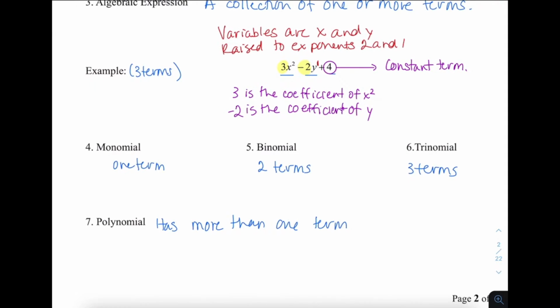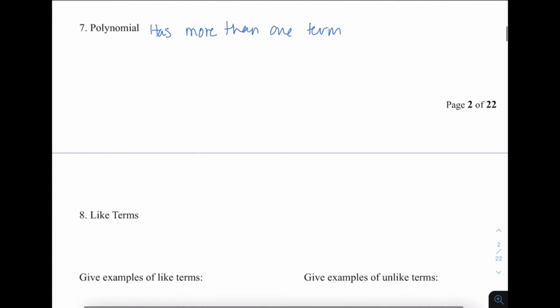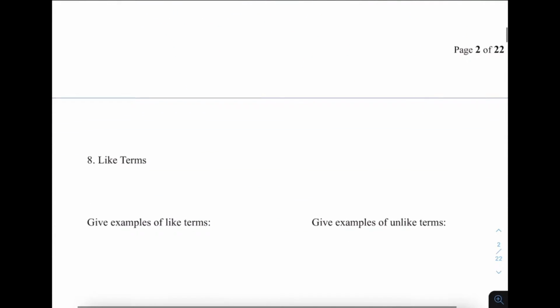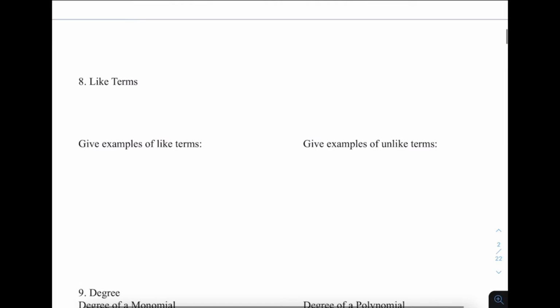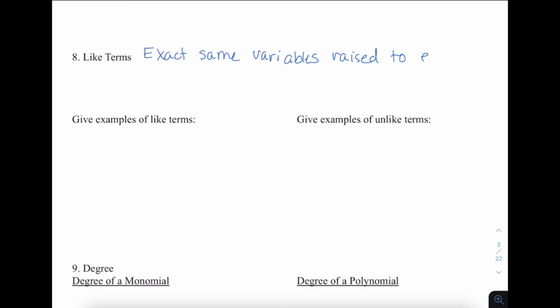So now that we've gone over some definitions, we have to learn something new. Or actually, sorry, one more review item. So what are like terms? We have like terms when we have the exact same variables raised to exactly the same exponents.